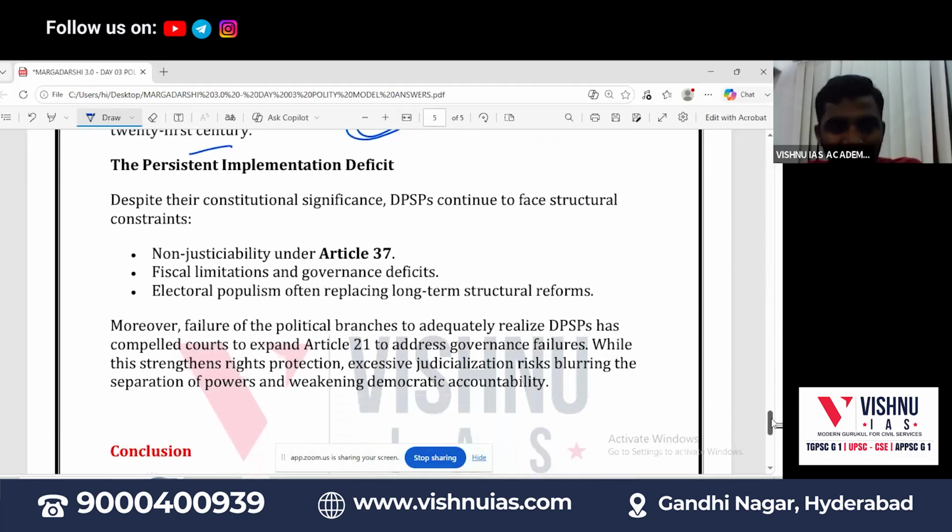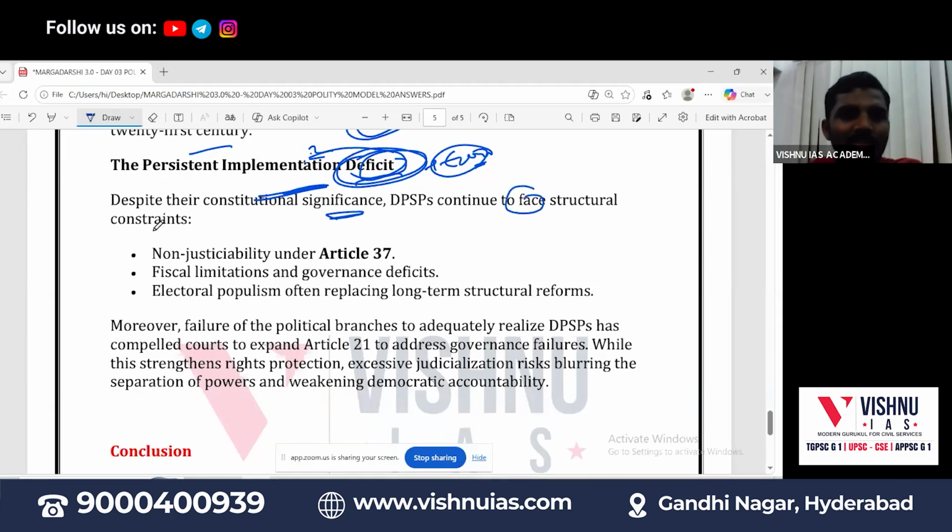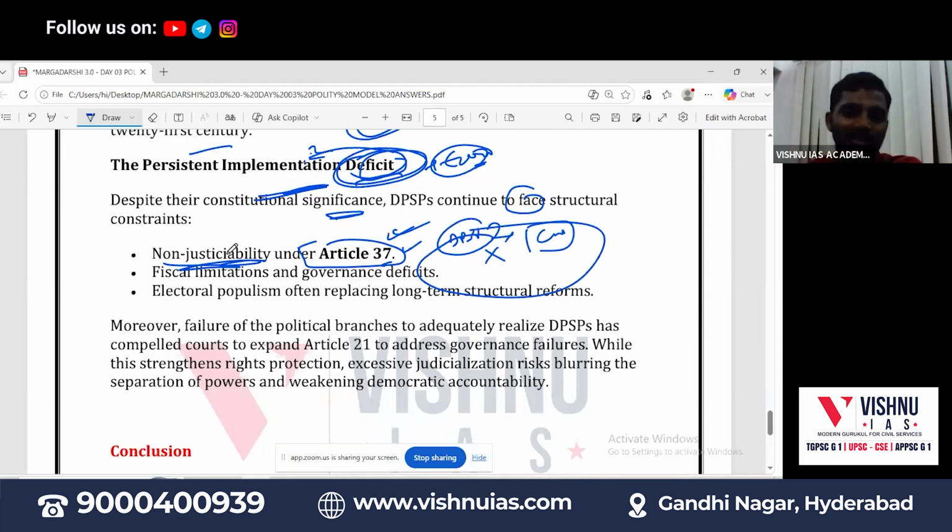But still, what is the problem? The problem is implementation deficit. So please use these words. Deficit is an economic word actually, a fiscal word, but I'm using it here in a politics subject. Implementation deficit. What is the problem with DPSPs? They are not enforceable. Despite their constitutional significance, they continue to face structural constraints: justiciability under Article 39. That means DPSPs, if you go to the courts, are not enforceable. So that's the idea.